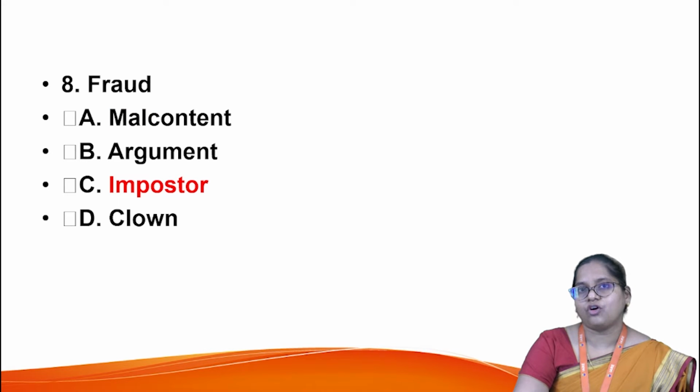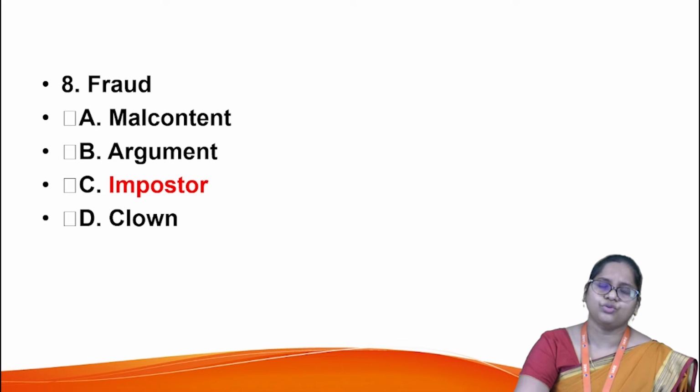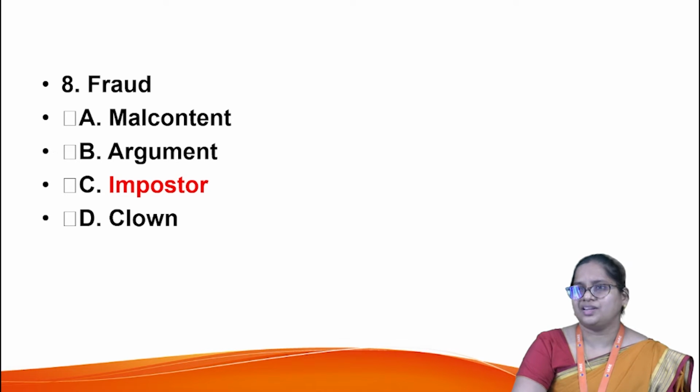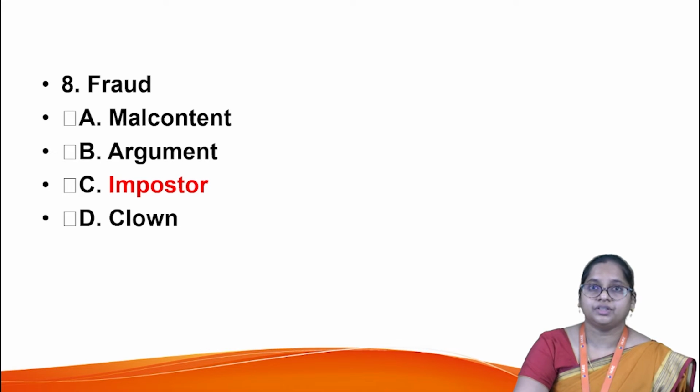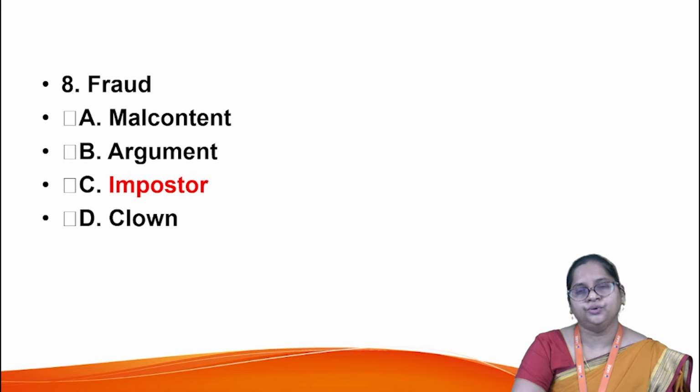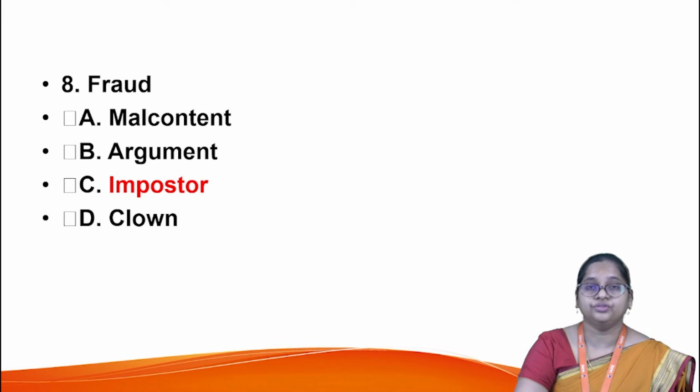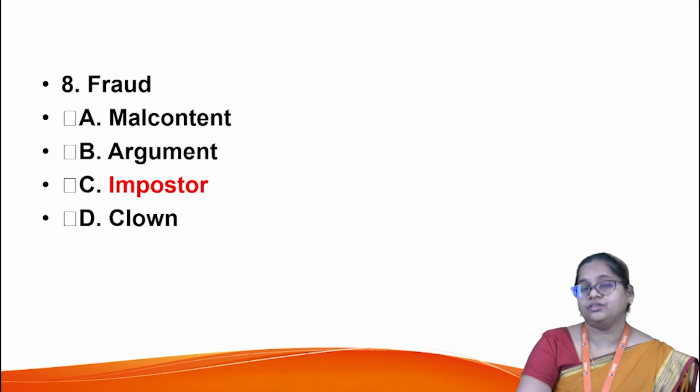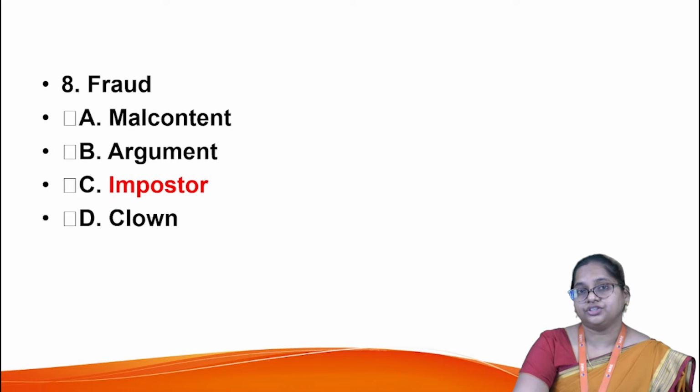Eight, fraud. The options are malcontent, argument, impostor, and clown. Malcontent: content is something prohibited that should no longer be in use, a completely illegal kind of thing. And argument, yes, you know about it. You argue over something, either in a good way or in a bad way, an elaborate discussion of any topic. Next, impostor.